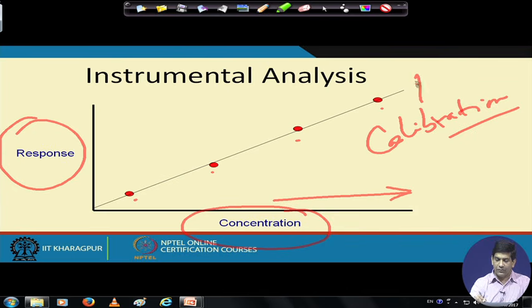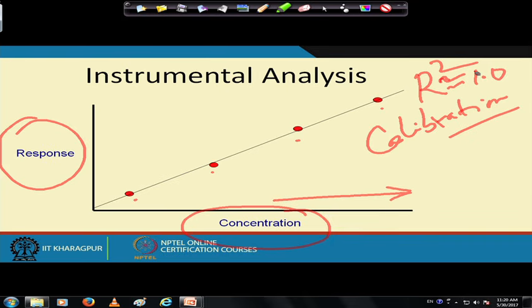and many times you hear this term r square. You get the r square number, which should be closer to 1. It's better as you go closer to 1. It's better for us in terms of the r square. So that's the instrumental analysis, based on the concentration and its response.